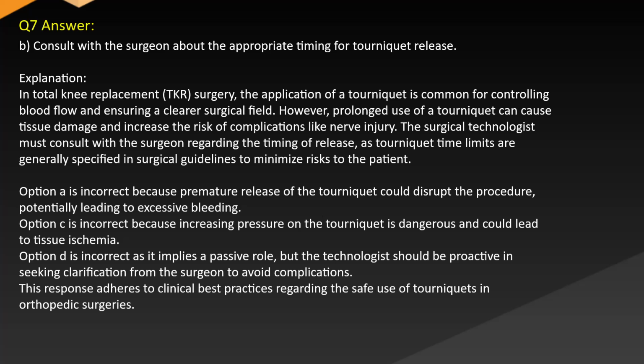Tourniquet time limits are generally specified in surgical guidelines to minimize risks to the patient. Option A is incorrect because premature release of the tourniquet could disrupt the procedure, potentially leading to excessive bleeding. Option C is incorrect because increasing pressure on the tourniquet is dangerous and could lead to tissue ischemia. Option D is incorrect as it implies a passive role, but the technologist should be proactive in seeking clarification from the surgeon to avoid complications. This response adheres to clinical best practices regarding the safe use of tourniquets in orthopedic surgeries.